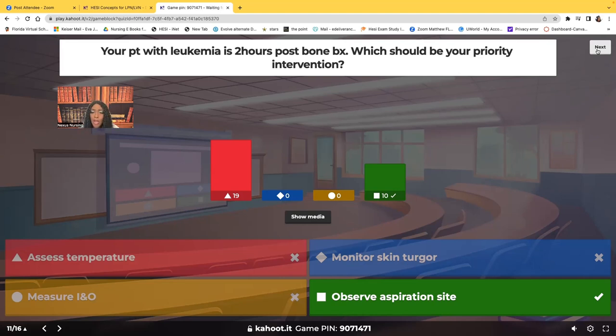So how did only 10 of you guys choose observe the aspiration site? We're going to be concerned about hemorrhage, guys. You have to think about the pathology, what's happening in this situation. When it comes to infection, the timing is very important. You taking the temperature, that's going to be your priority. It's been 2 hours. When did the patient have time to develop an infection? How are you going to choose temperature over observing that aspiration site and making sure that patient didn't bleed out?